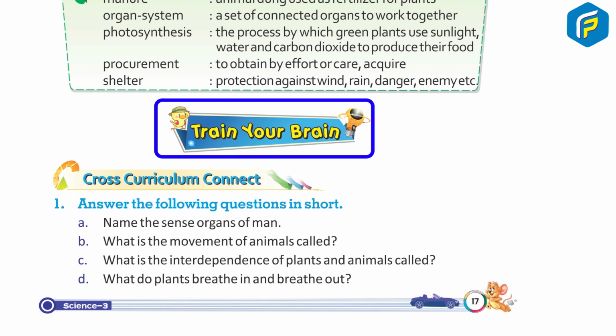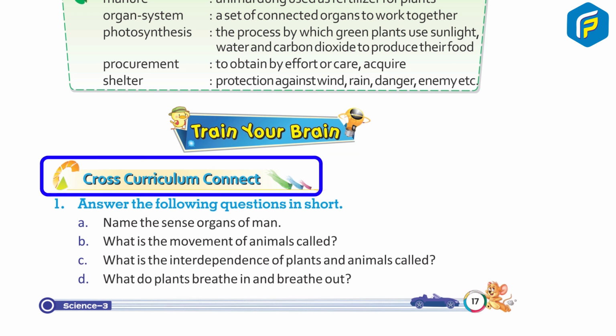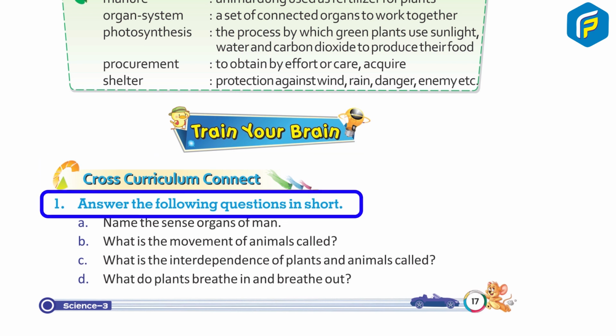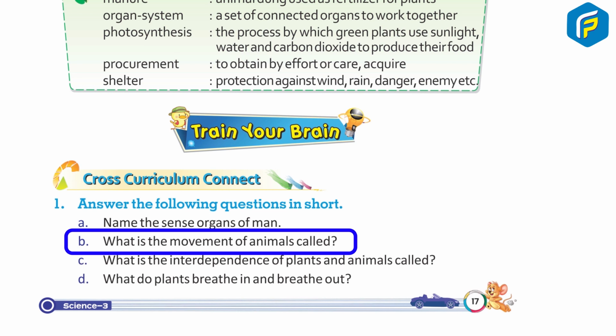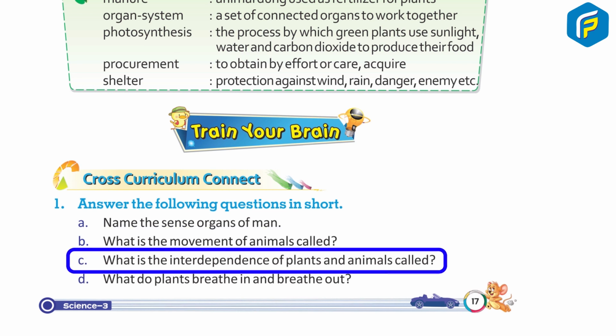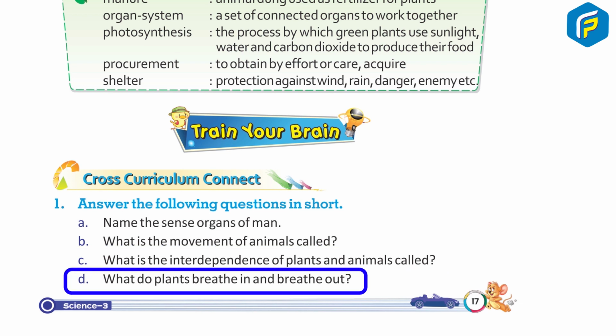Train your brain. Cross-curriculum connect. 1. Answer the following questions in short. A. Name the sense organs of humans. B. What is the movement of animals called? C. What is the interdependence of plants and animals called? D. What do plants breathe in and breathe out?